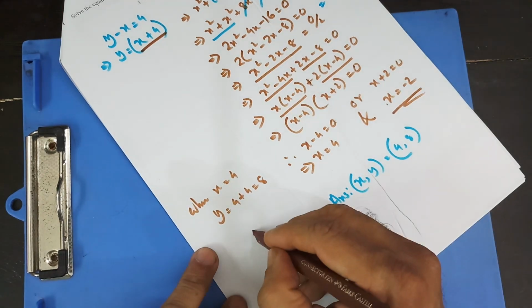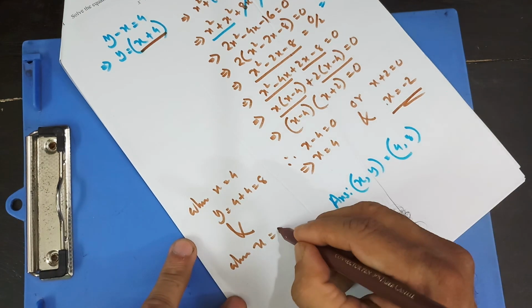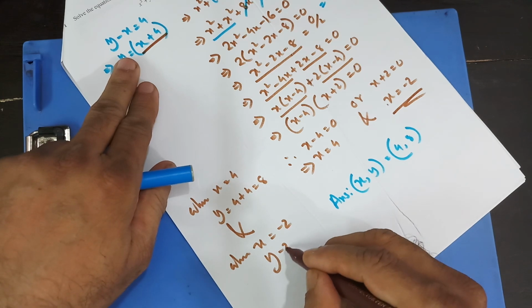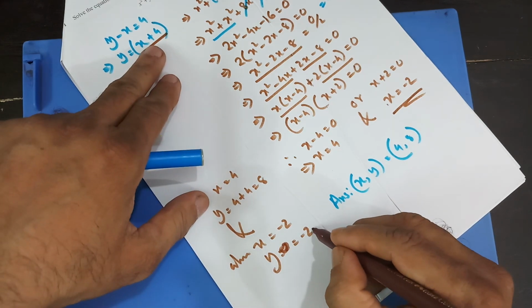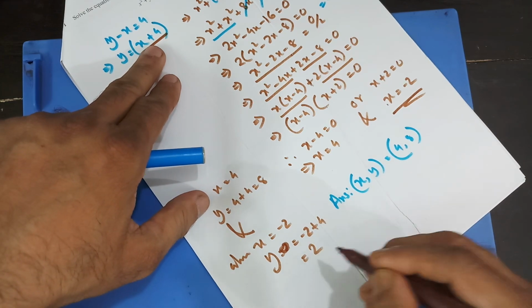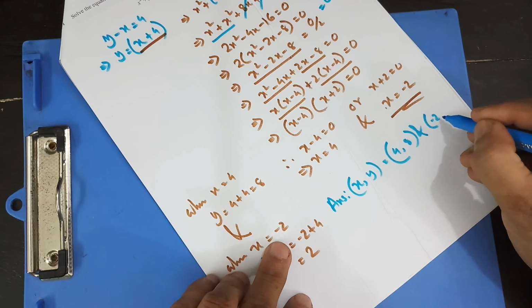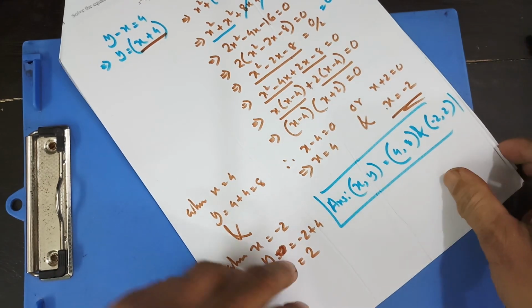And there is another value. When x equal to minus 2, y equal to minus 2 plus 4, that gives me 2. So that's another answer: x equal to minus 2, y equal to 2. So that's my final answer.